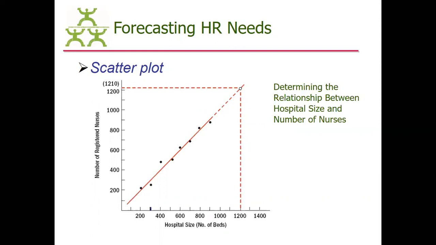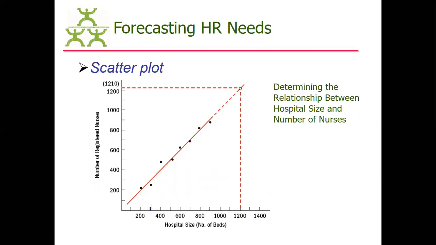So if you carefully draw in a line to minimize the distances between the line and each of the plotted points, you will be able to estimate the number of nurses needed for each hospital size. Thus, for a 1,200-bed hospital, the human resource director would assume she needs about 1,210 nurses.